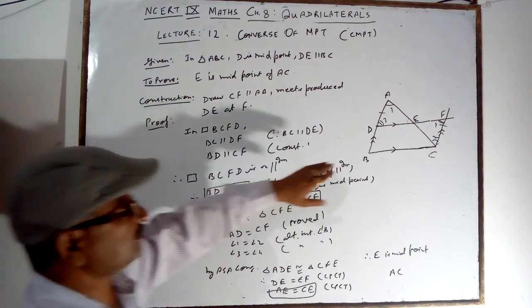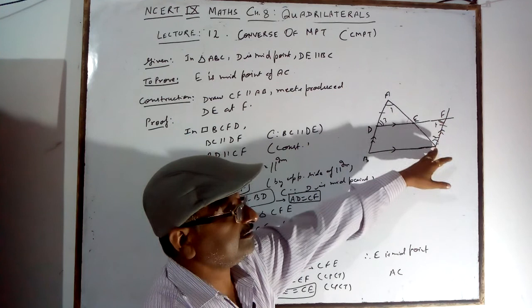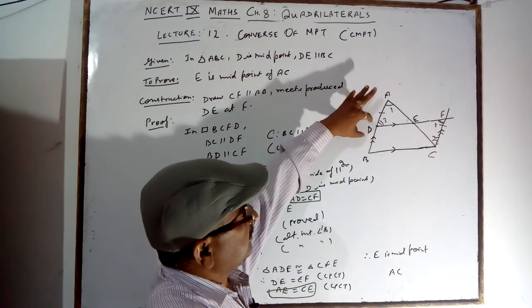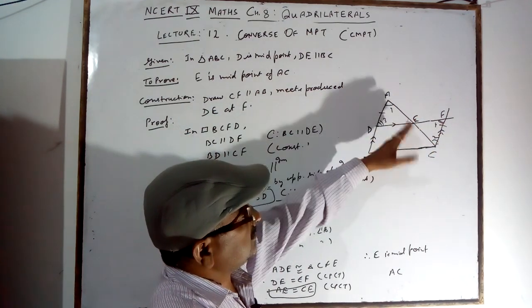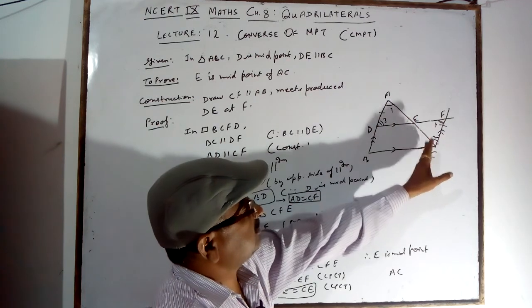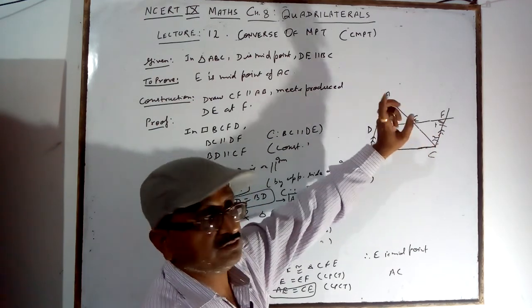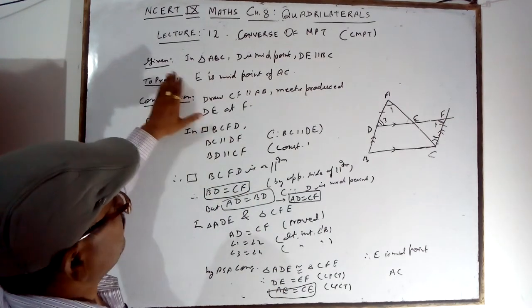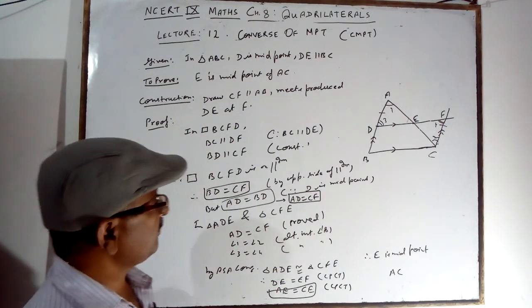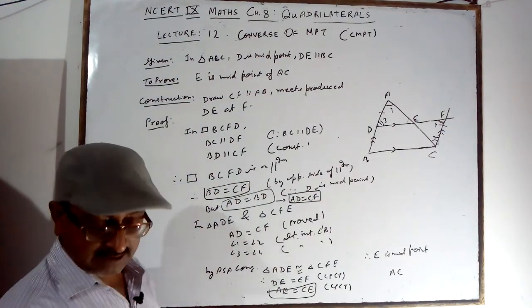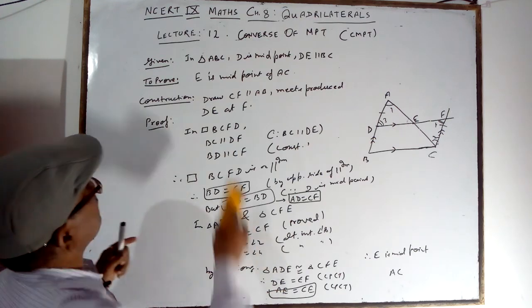It means a line parallel to the second side bisects the third side. D is the midpoint, DE parallel to BC. You have now proved AE equal to EC because this triangle is congruent to this triangle. Very simply you can prove the converse of the midpoint theorem. Questions can be done very simply. Next question is given.